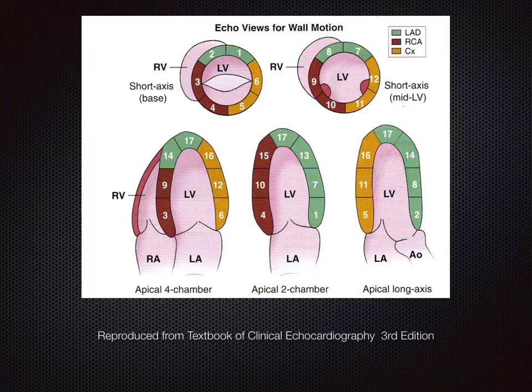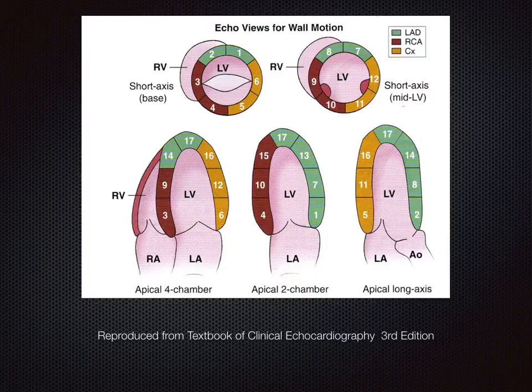You also see with the right coronary artery, the inferior aspect of the septum and inferior wall would be affected, and that often extends as well to the right ventricle. And you can see on the apical 4 chamber that would affect the base of the septum near the mitral valve. And also the inferior wall is clearly seen on the apical 2 chamber.